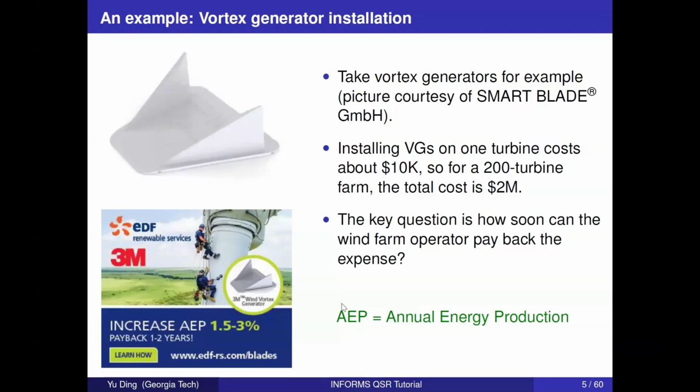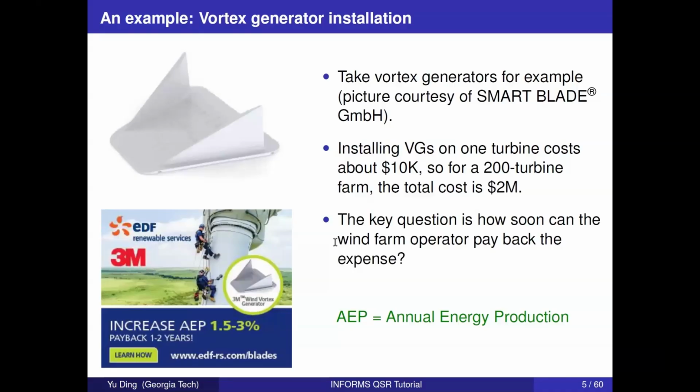In this slide for the 3D, EDF together with 3M, the 3M involvement is really because of the adhesive. They produce industrial strength adhesive to put on the turbine blade. They claim they can increase AEP, annual energy production, by 1.5 to 3%. You might think that is a pretty small amount, but it's quite significant in terms of the revenue generated, right?